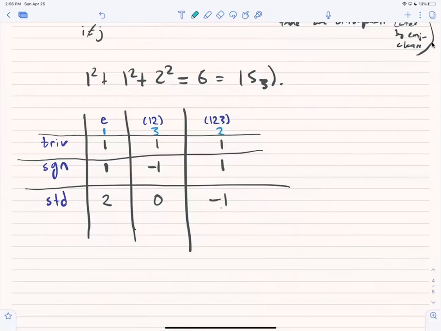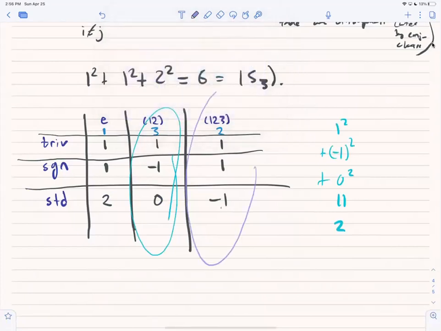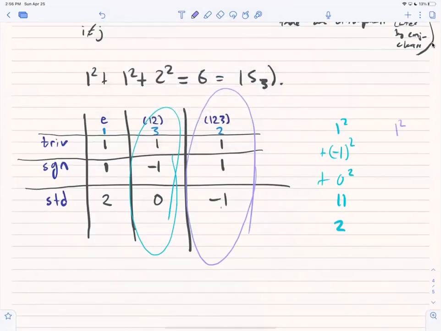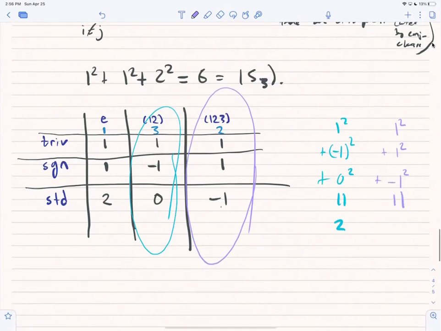So now I can look at this second row. And so I have 1 squared plus minus 1 squared plus 0 squared. This is equal to 2. Let me hold off for a second, do the next one before I explain the significance. So I get here 1 squared plus 1 squared plus minus 1 squared. This is equal to 3.